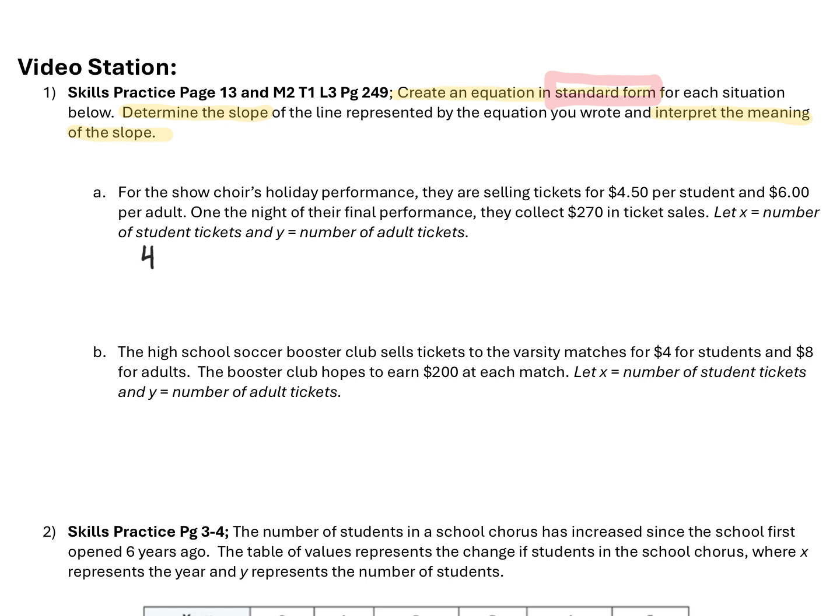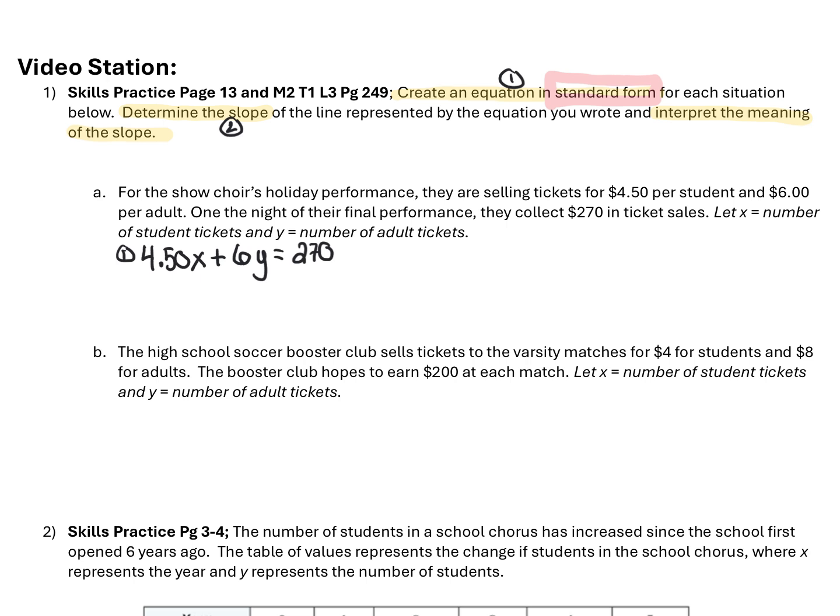So I have $4.50. That was my student cost, and X is my students, plus $6 per ticket, and then Y is my adults. And when I add those two things together that night, I sold $270. So there's my equation in standard form. This was the first thing I needed to do. The next thing I need to do is determine the slope. And to determine the slope, probably the easiest thing is to put it in slope-intercept form. In other words, solve for Y.